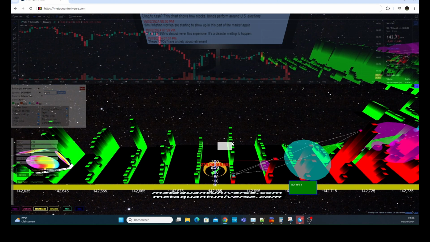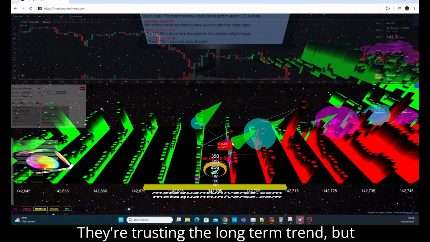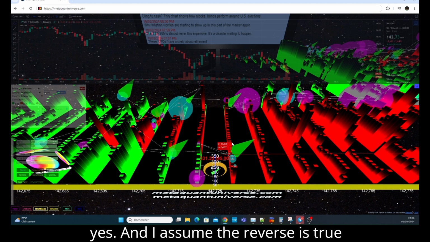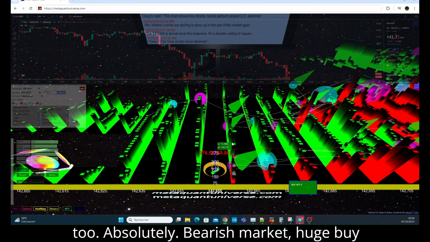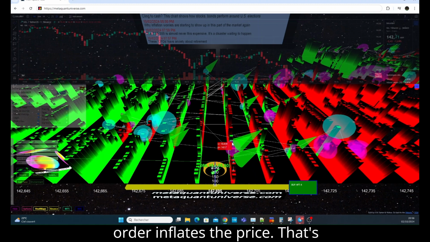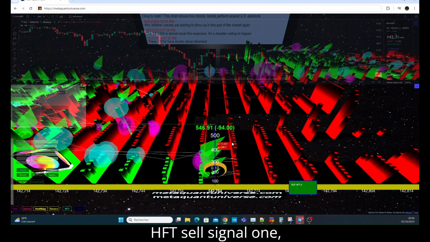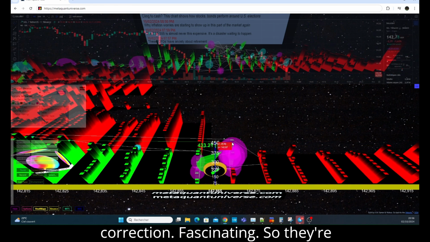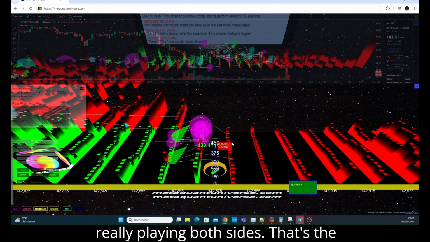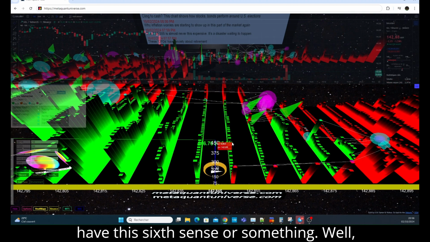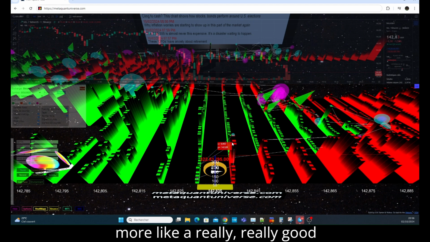Wow. So it's like they're trusting the long-term trend, but exploiting these little hiccups. Hiccups, yes. And I assume the reverse is true, too. Absolutely. Bearish market, huge buy order, inflates the price. That's HFT sell signal 1. Short the stock, anticipate the correction. Fascinating. So they're really playing both sides. That's the name of the game in HFT. It's like they have this sixth sense or something. Well, more like a really, really good algorithm.